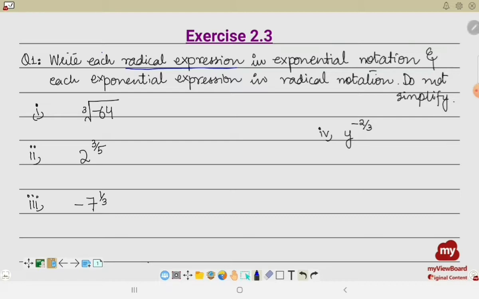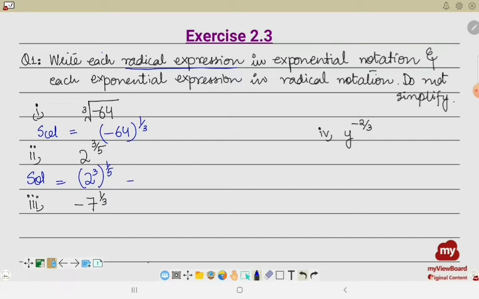So we have the cube root of minus 64. When we remove the index notation and convert it into exponential form, it will be 1 over that index, right? So we'll write it like this, that is minus 64 raised to power 1 by 3. So this is the exponential form. Okay, next part is this 2 raised to power 3 by 5. So we can write it like that, 2 raised to power 3 whole power 1 by 5.